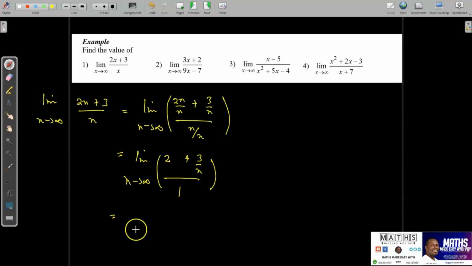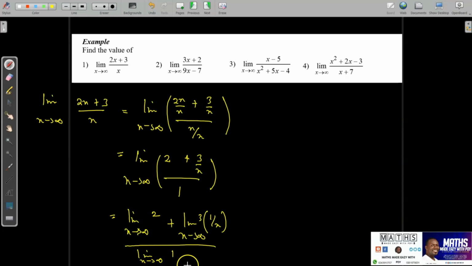So you're going to have it as the limit of 2 as x approaches infinity plus the limit of 3 times 1 over x as x approaches infinity, all divided by the limit of 1 as x approaches infinity. So going further from here, the limit of 2 as x approaches infinity, please, what's the answer? 2. It's 2.